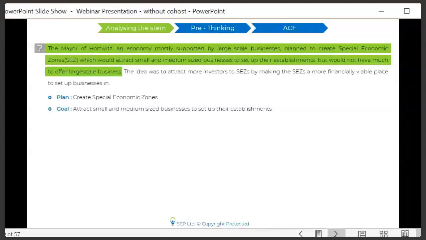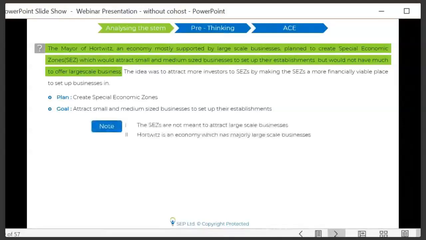Now, what you have to note here is the SEZs are not meant to attract large-scale businesses, okay? This is one thing to be noted. And the other, that Hotbeds is an economy which has majorly large-scale businesses, so very few small-scale businesses otherwise. All right, let's read on.